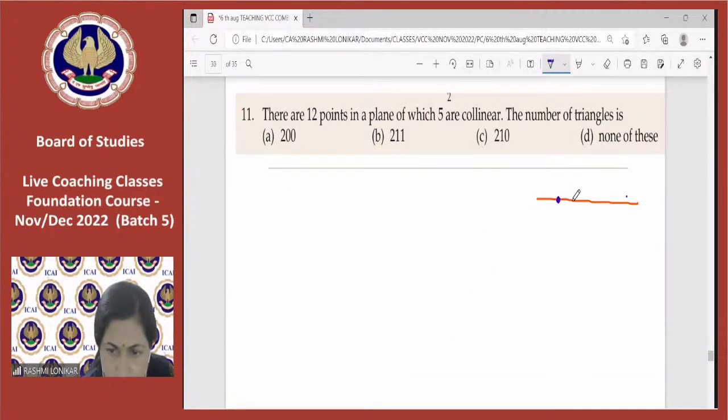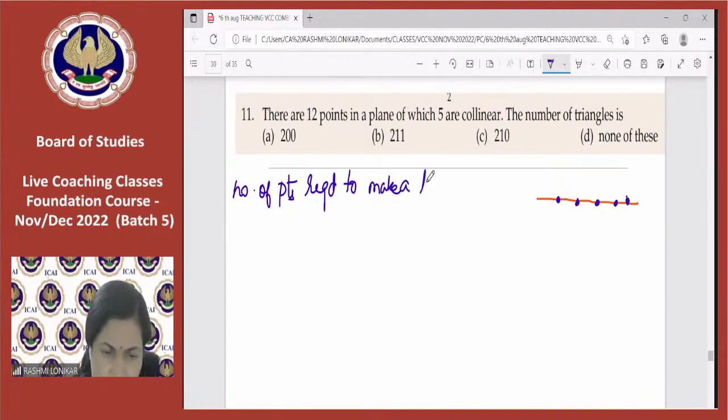Then point 1, point 2, point 3, point 4, and point 5. These 5 are lying on the line, so they are collinear. Out of the 12 points, suppose none of them were collinear, then the number of points required to make a triangle is how many? 3 points, right?